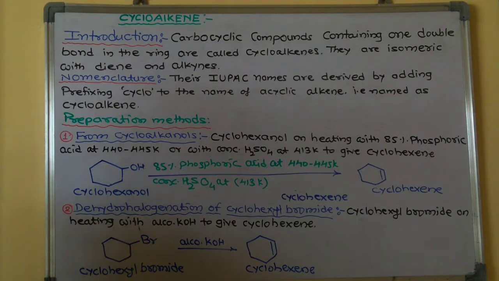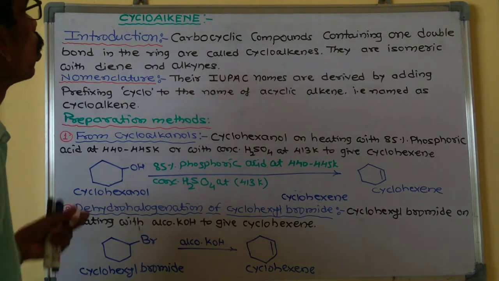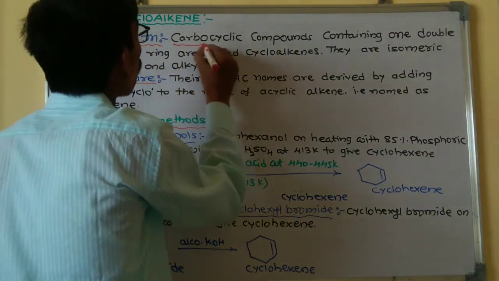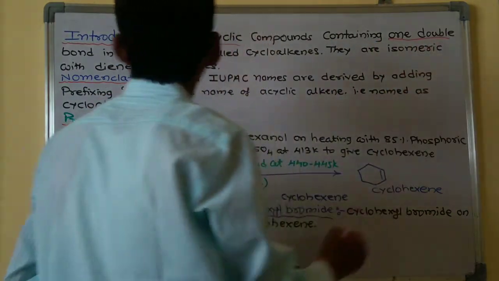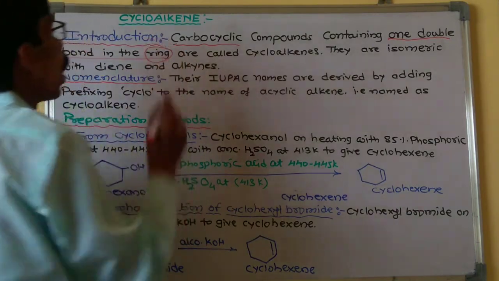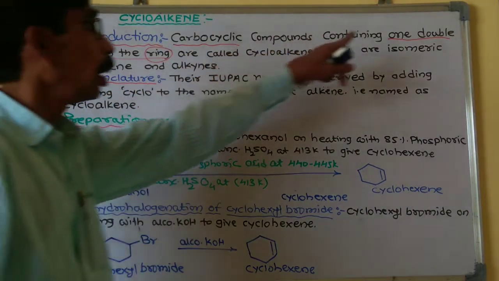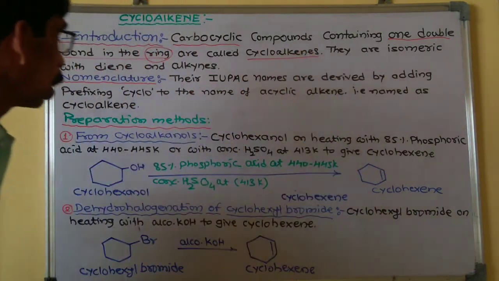The next part of this topic is cycloalkene. Introduction. Carbocyclic compounds containing one double bond in the ring are called cycloalkenes.